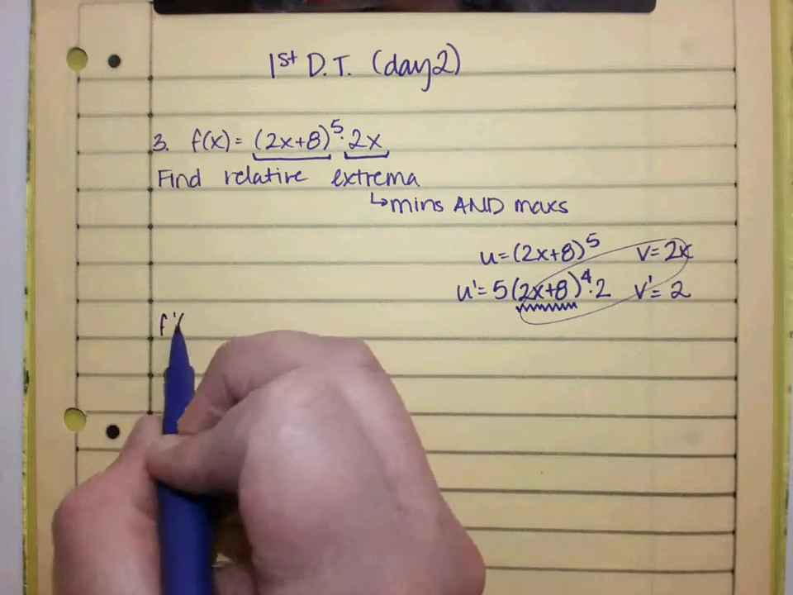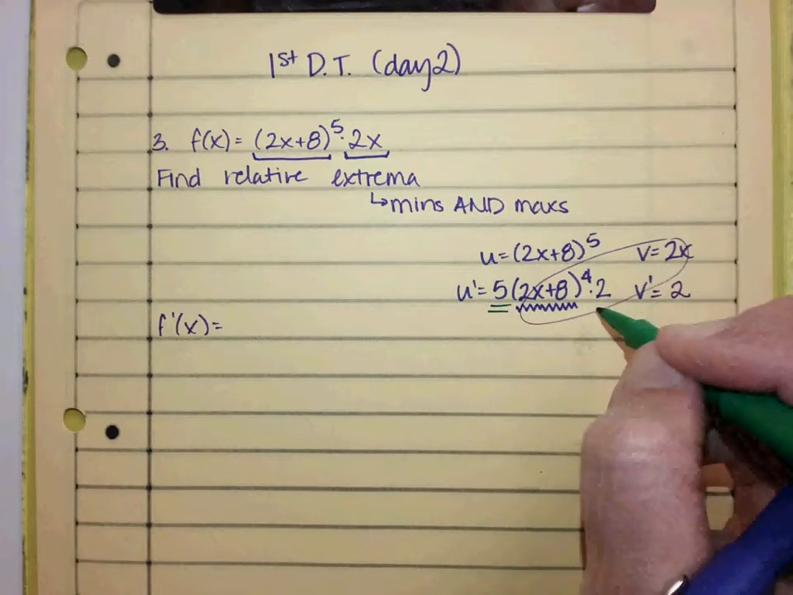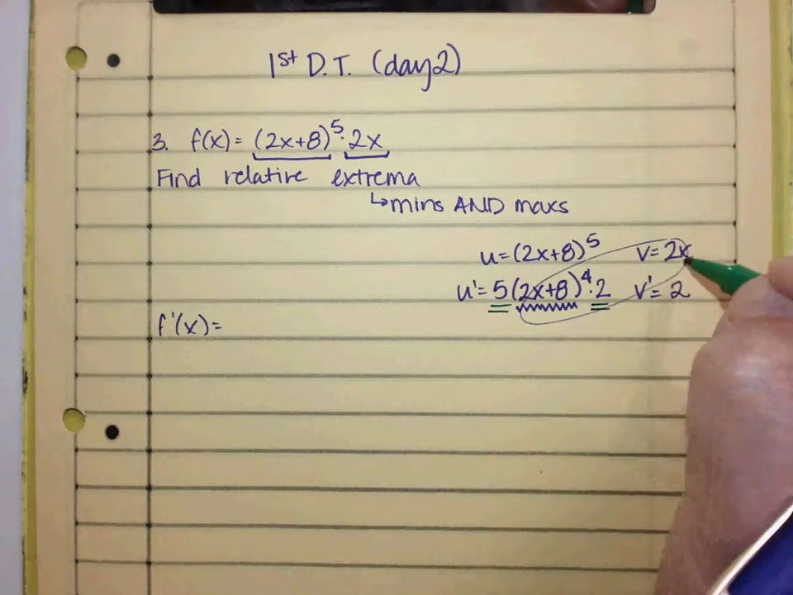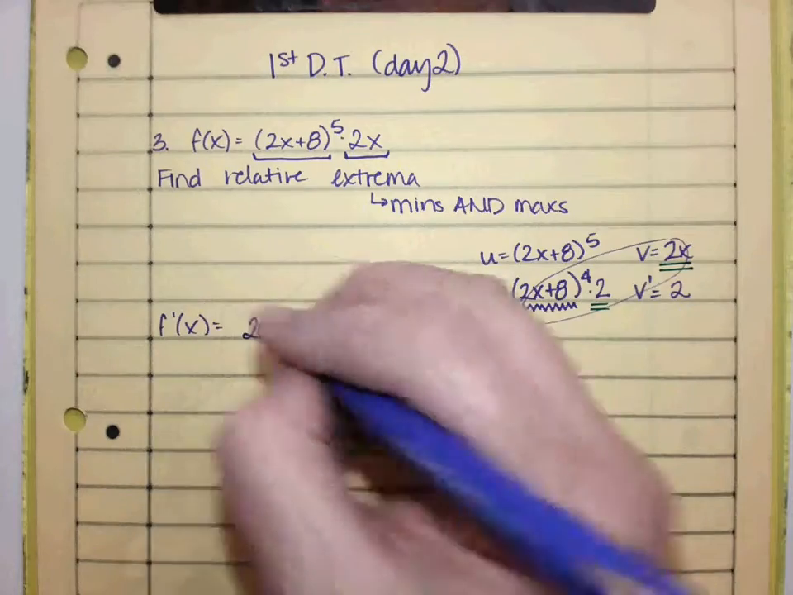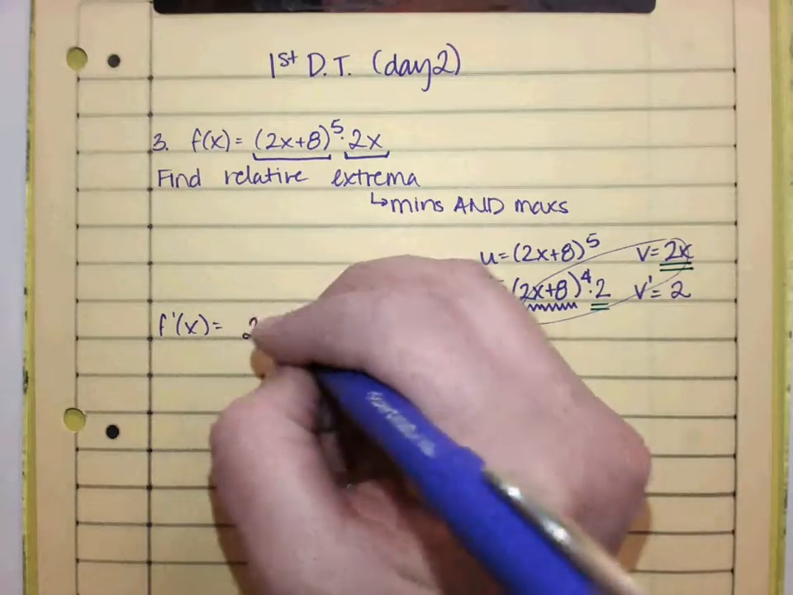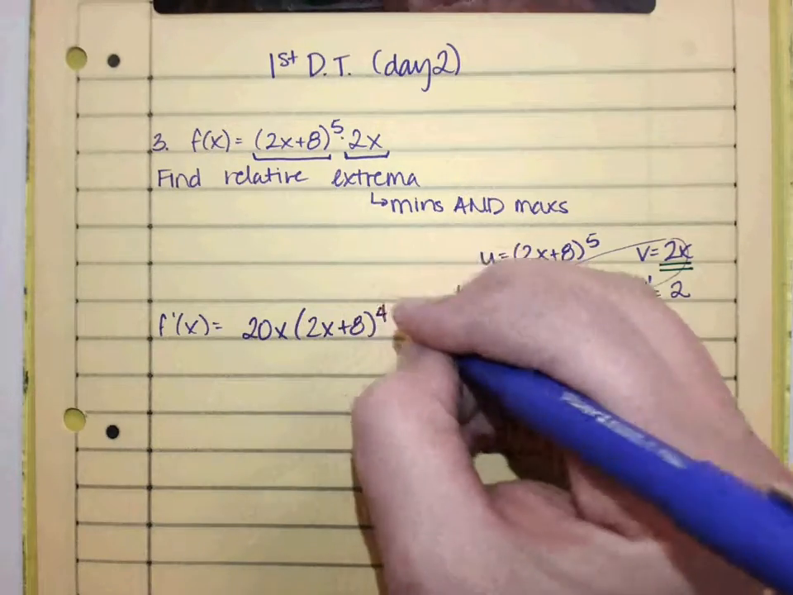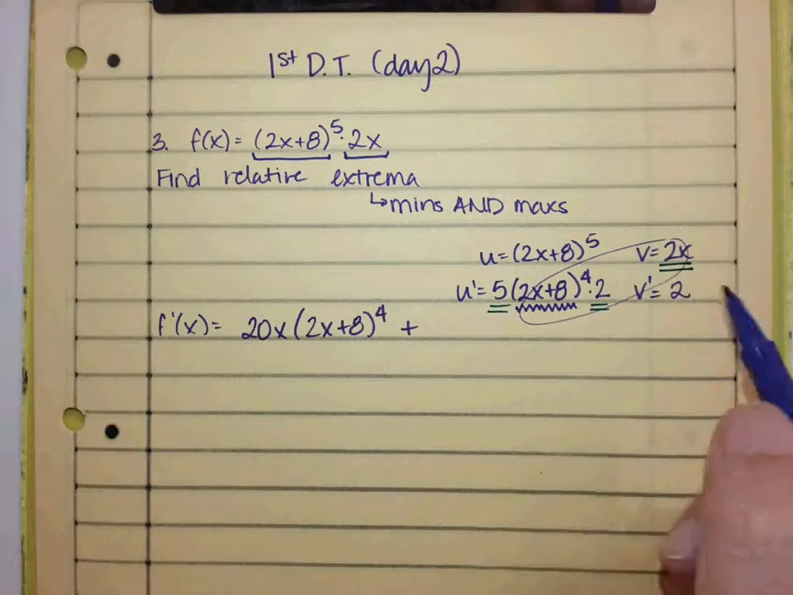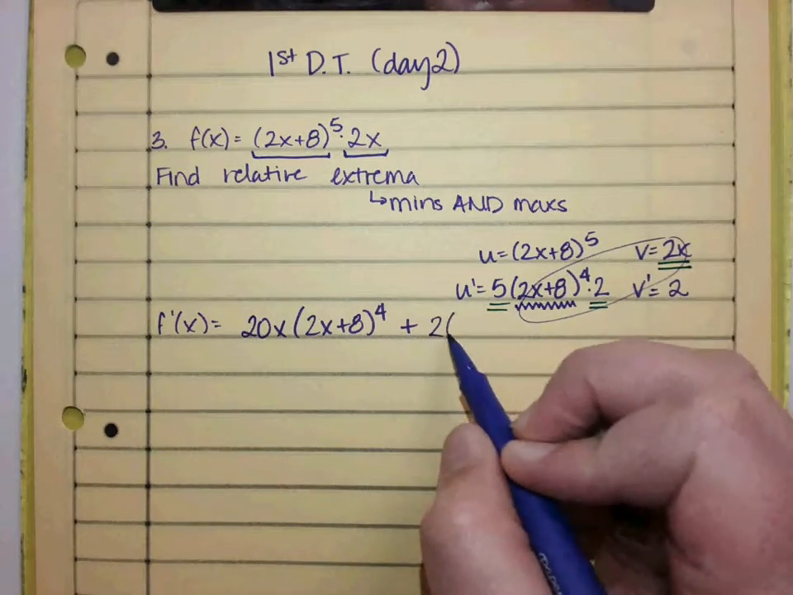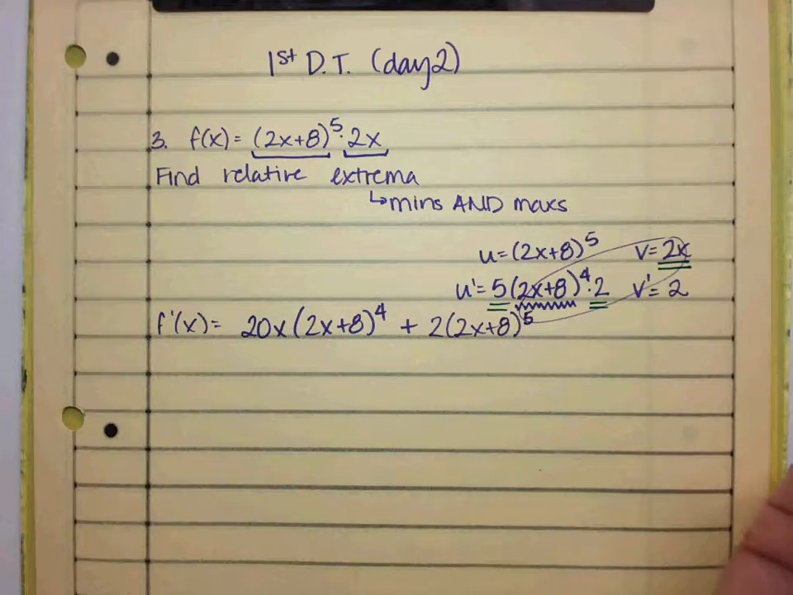So f prime of x equals, and then I'm going to combine all 3 of these constants. I have a 5 here, multiplied by 2 here, that's 10, multiplied by 2x here, that's 20. So I have 20x times (2x plus 8) to the 4th plus. So that's my first diagonal. Second diagonal, I have 2 times (2x plus 8) to the 5th.